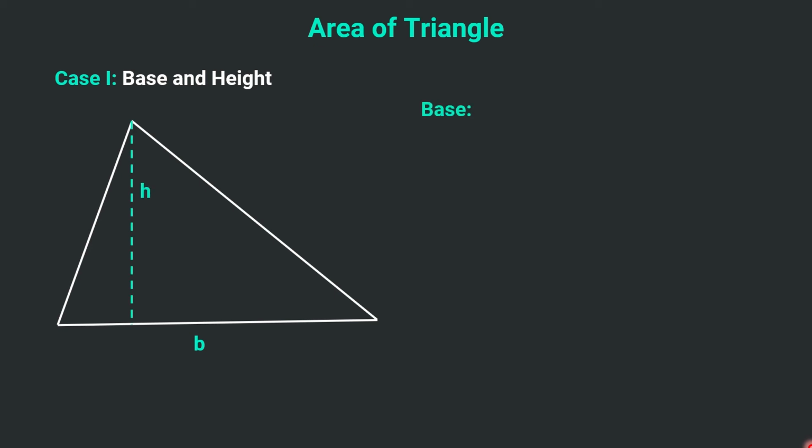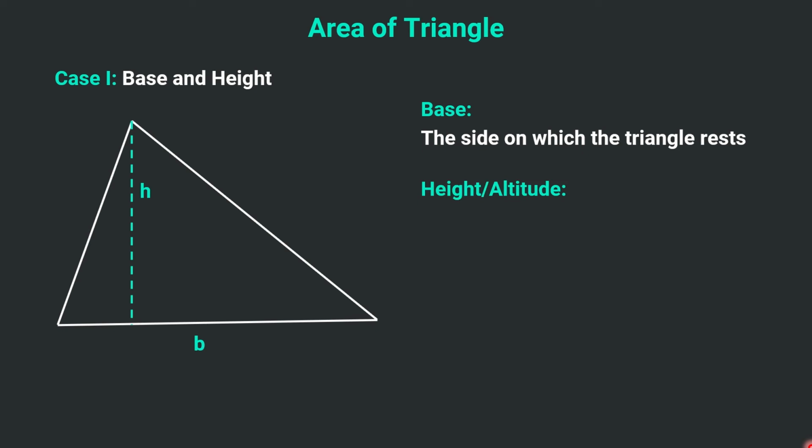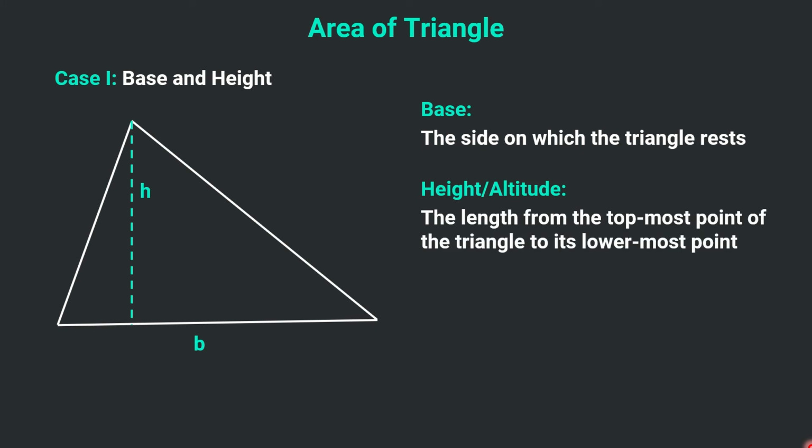So what is base here? So base is the side on which the triangle rests. So triangle is resting on this side, so we can assume that this is our base. Then we have height or altitude. So height or altitude is the length from the topmost point of a triangle to its lowermost point. So as you can see, this is the topmost point, this is the lowermost point. So it is the height of a triangle.